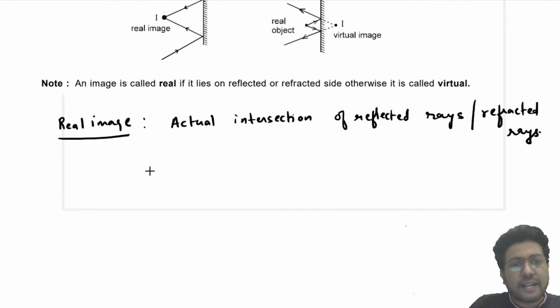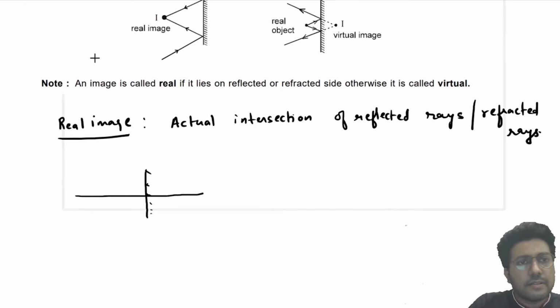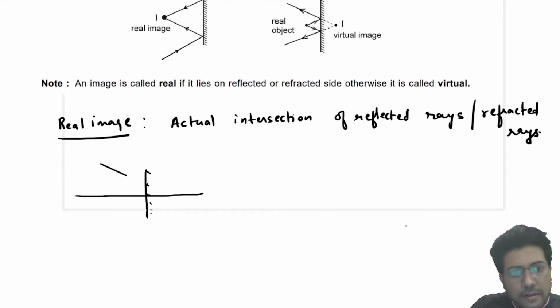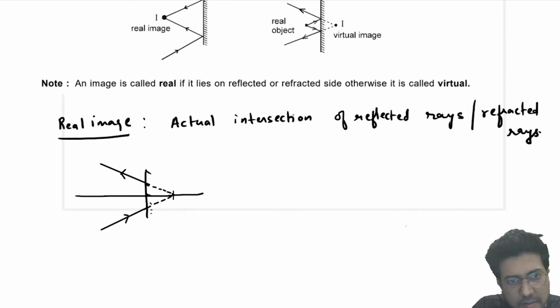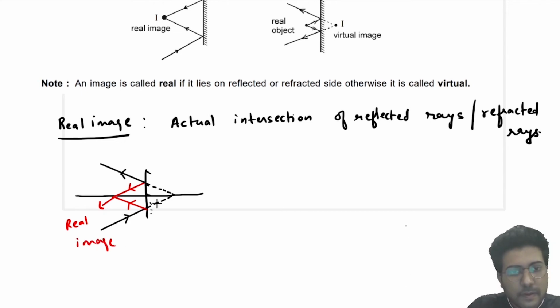First is reflected rays. I'll draw a diagram for showing you the real image for a reflected ray. So suppose this is a plane mirror and you have a virtual object like this. So this is a virtual object, and after reflection, the rays of light are intersecting at this point. So this is a real image. This is a virtual object and a real image.